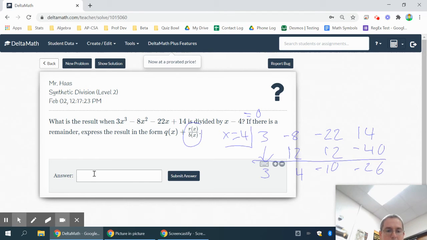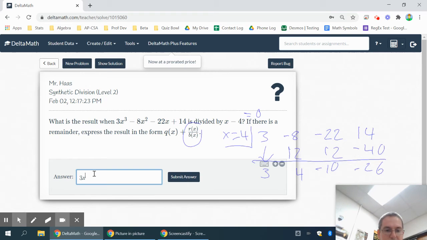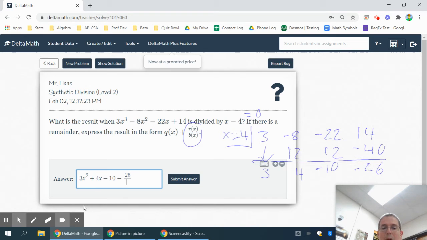I start with 3, and it's going to be an x squared. You can do shift 6 to get an exponent as well as using your keypad there. So shift 6 will make an exponent. Then you have plus 4x, a minus 10. And then since this is a negative, for my remainder, I'll do a minus 26 over, and I make my remainder a fraction. So it's a negative 26 over what I divide by. Since I divided by x minus 4, it's over x minus 4.